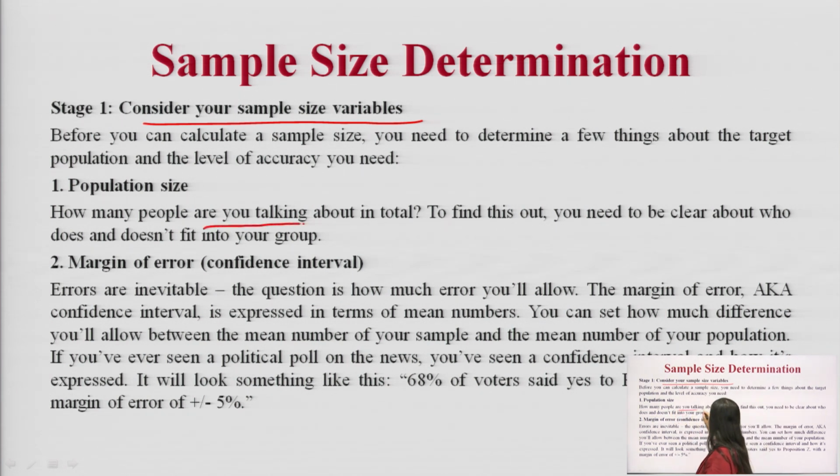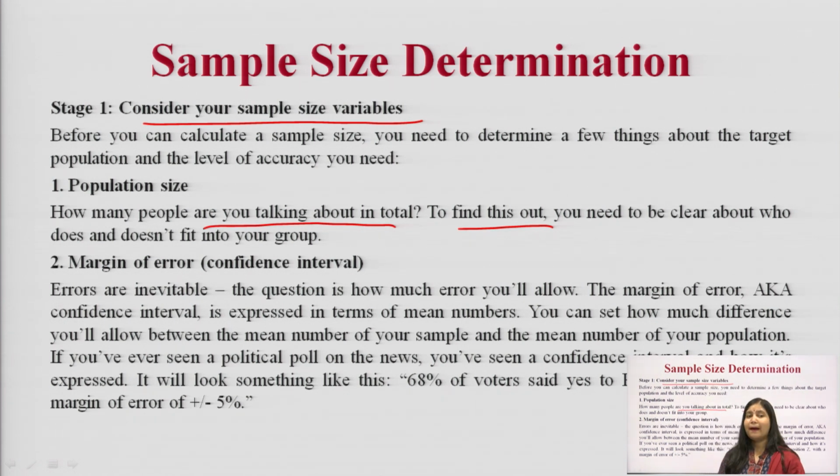Now, how many people are we talking about in total? This means what is the exact population size from whom you have to conduct a study, or what is the size of the total population for the study. Suppose you are talking about customer satisfaction towards Tata Motors, then what will the population size be? How many people are using Tata Motors cars, or whatever segment we have chosen. That will be your total sample size.